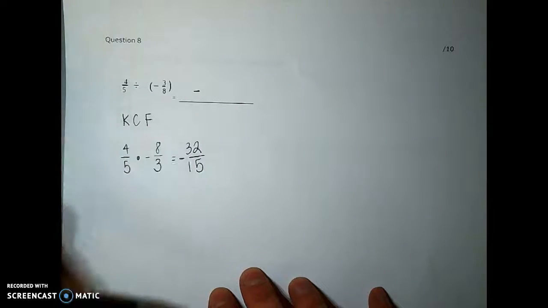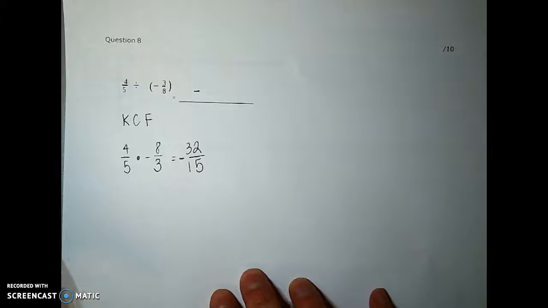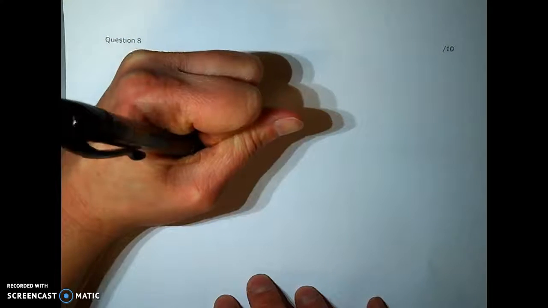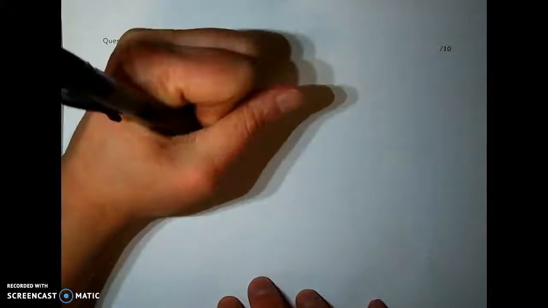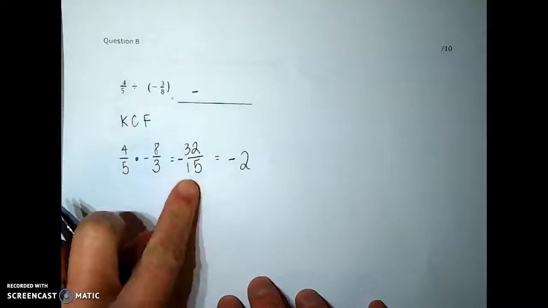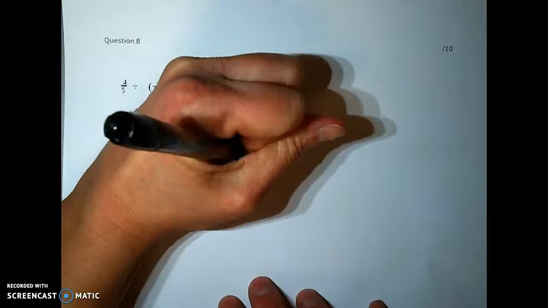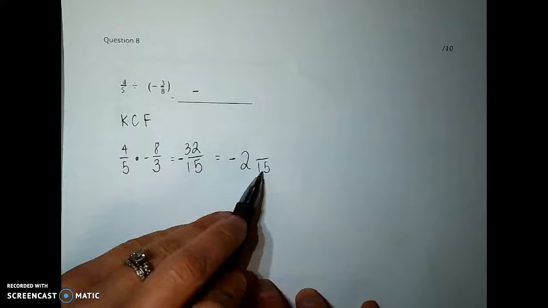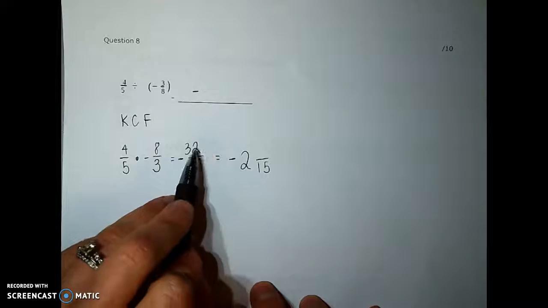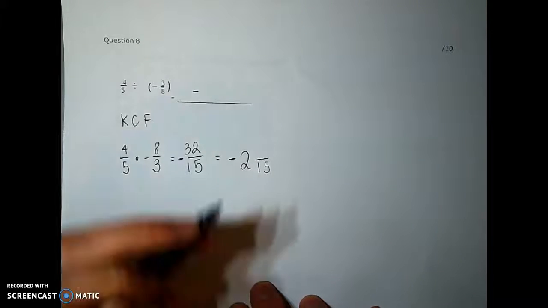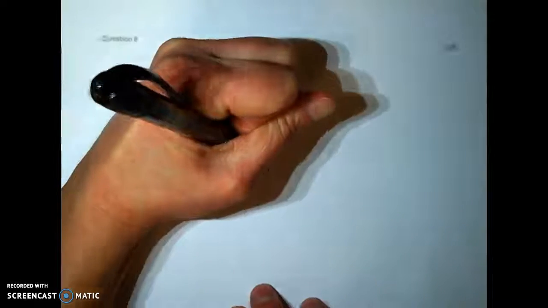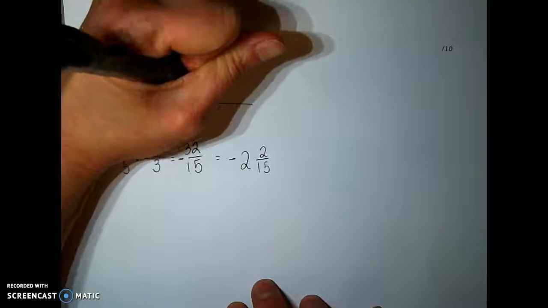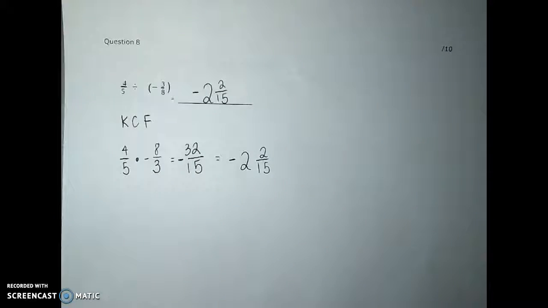So 15 is going to go into 32 evenly 2 times, because 2 times 15 is 30. So my answer is still going to be negative. My big number is 2. Denominator stays as 15. And to figure out the numerator, the top number, I take 15 times 2 to get 30, and I see that I have 2 remaining before I get to 32. So the top number, the numerator, is going to be 2. So my answer is negative 2 and 2/15.